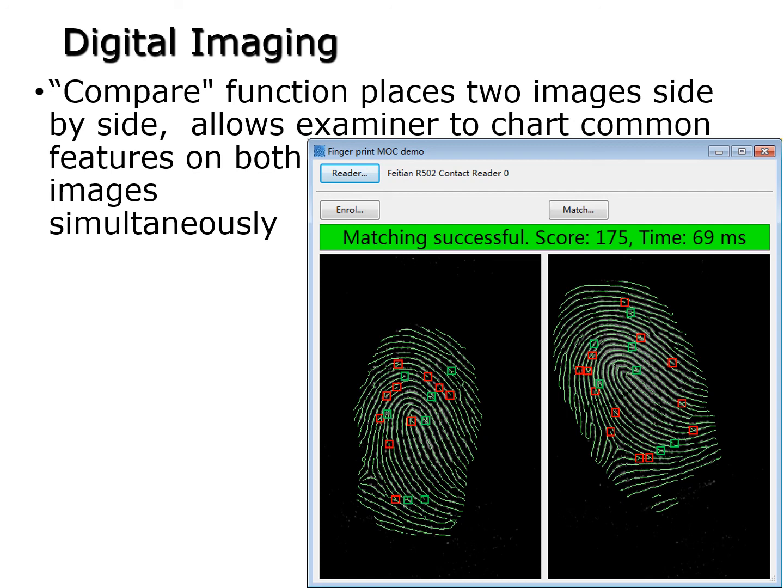Now remember, the computer only makes a suggestion as to whether or not something could be a match. The final decision is always left up to a human being.